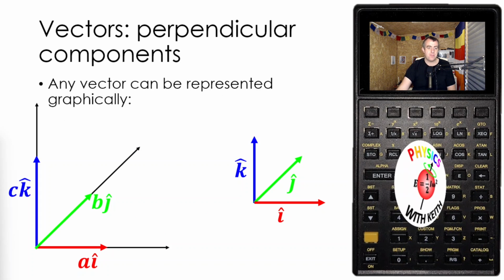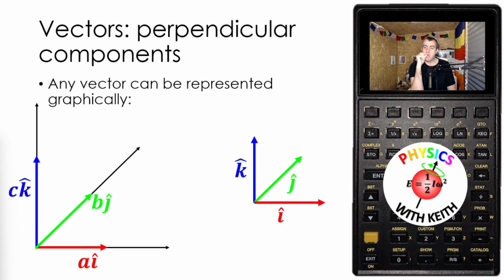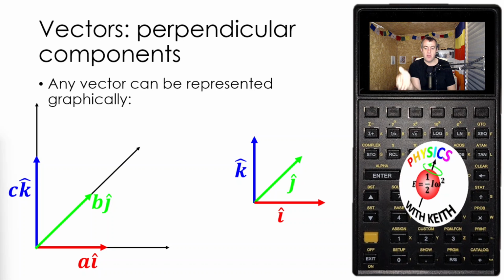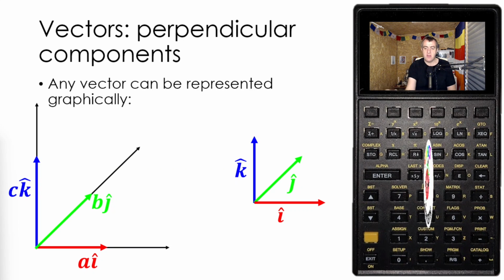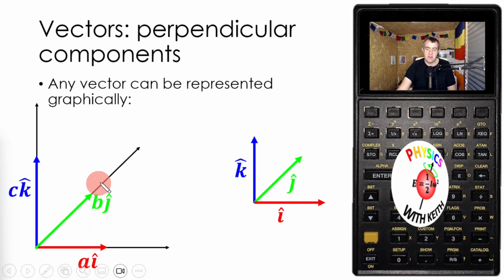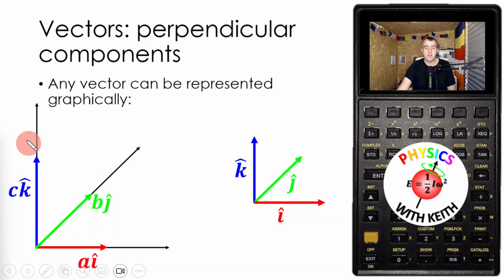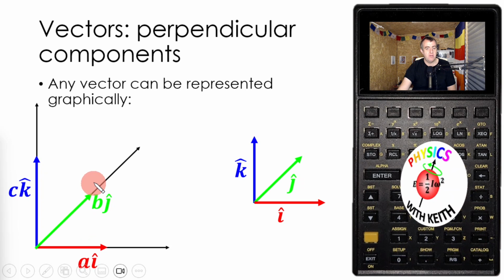So our vector, any vector can be represented graphically. Here I've got A units of I in the X direction, B units of J in the Y direction, and C units of K in the Z direction. Fine.